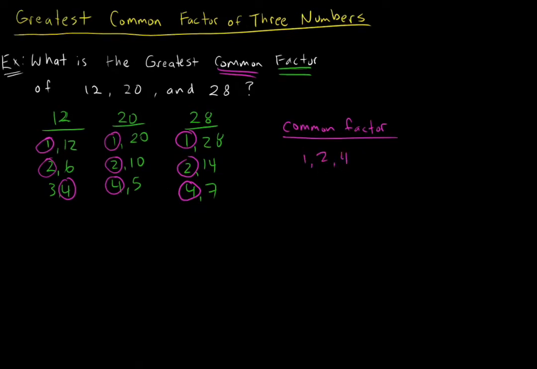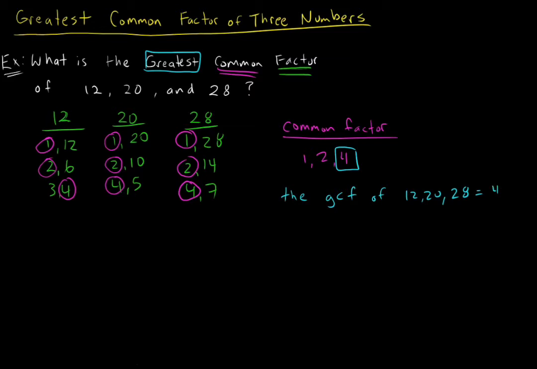And which one is the greatest? Well, the greatest of all the common factors, right? That's the last part. Greatest is the number 4. So the GCF, greatest common factor of 12, 20, and 28 is 4. That means that 4 is the biggest number that can divide each of those numbers, right?